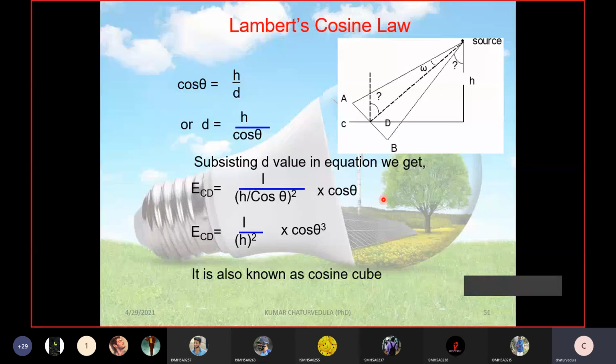That is why it is also known as cosine cube. So we have I by D square cos theta and I by H square cos cube theta. There are two formulas for Lambert's cosine law. One is I by D square cos theta, and another one is I by H square into cos cube theta.